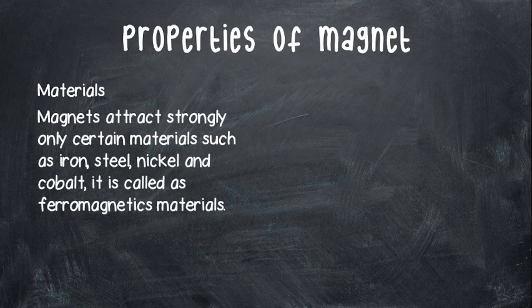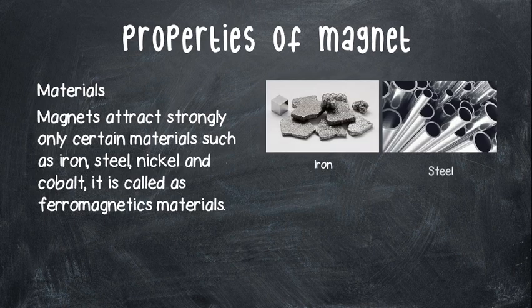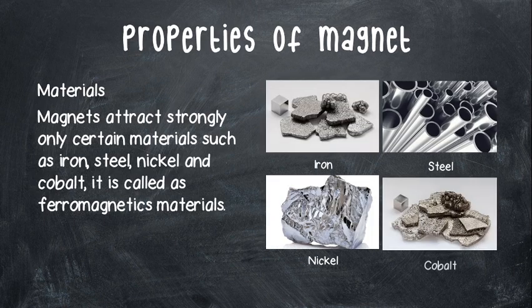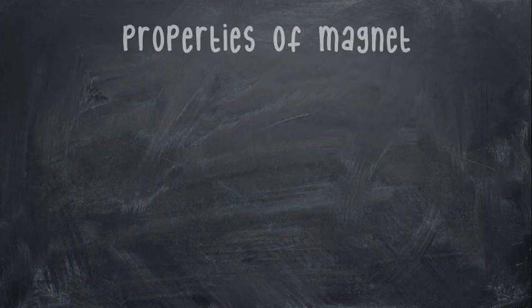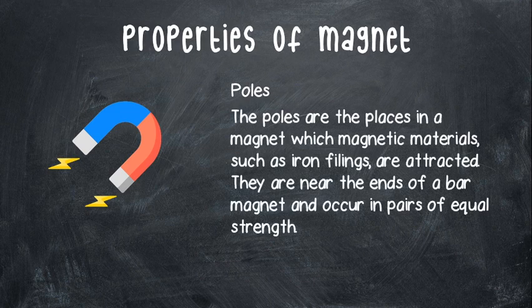Properties of magnets. The first is materials. Magnets attract strongly only certain materials such as iron, steel, nickel, and cobalt. They are called ferromagnetic materials. So here is the picture of ferromagnetic materials.